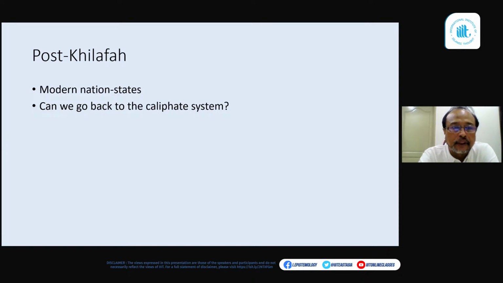Now, the question is whether we can go back to the caliphate system. There have been some movements that work toward this area, and they have, of course, different approaches on how to come back to this old caliphate system. But that said, it's not simply that we want to accept this modern nation state system, but this is the reality that all Muslim states have to work with.